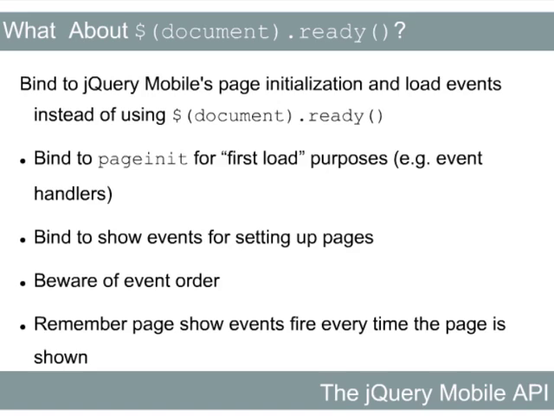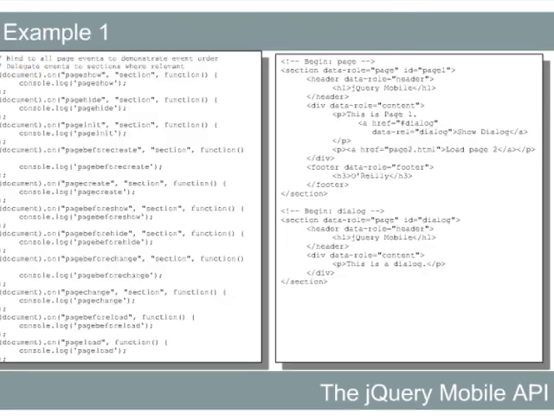So as you're binding to your page show events and your page initialization events, you want to be careful of the order that they happen in. Also remember that the page show events fire every time, including the first time that you go to a page. So you probably wouldn't want to bind your event handlers in a page show event, for example, unless you're using a one-shot event handler that's going to unbind itself after it's called.